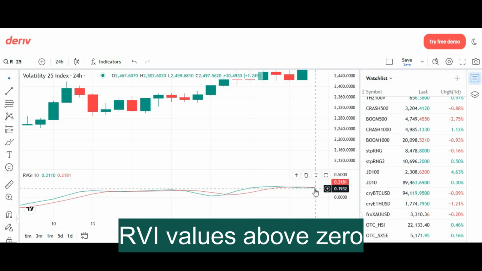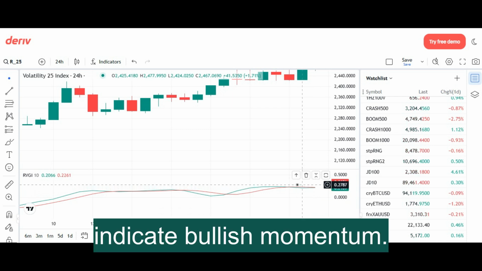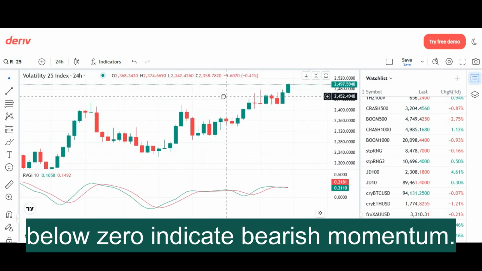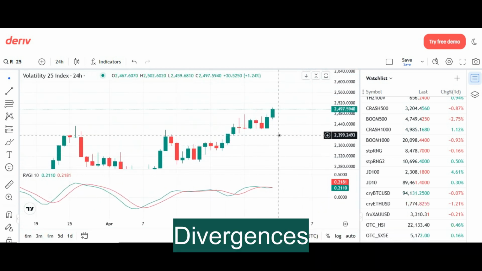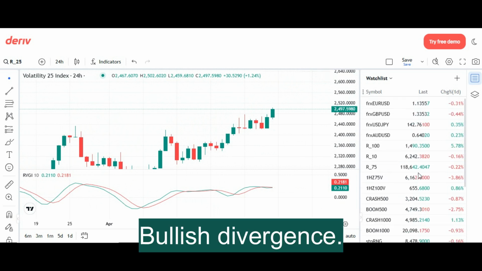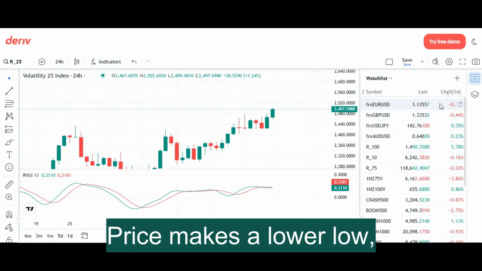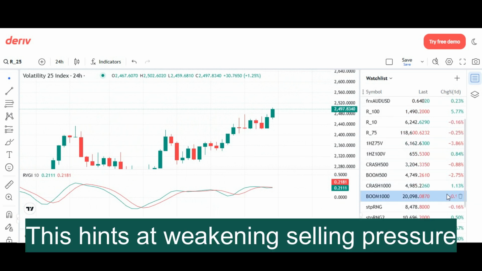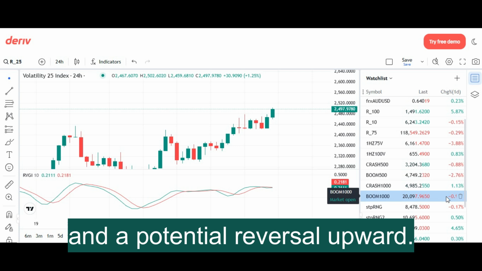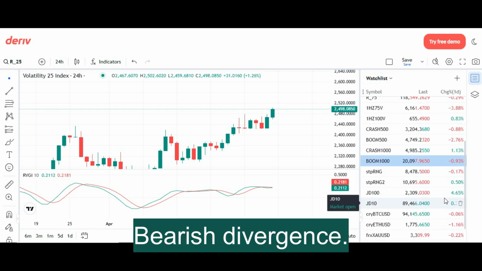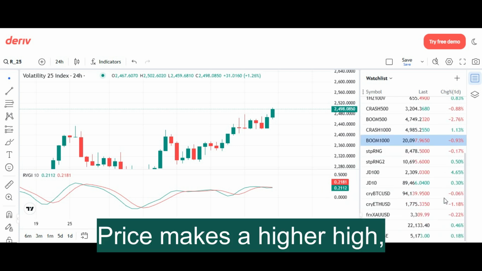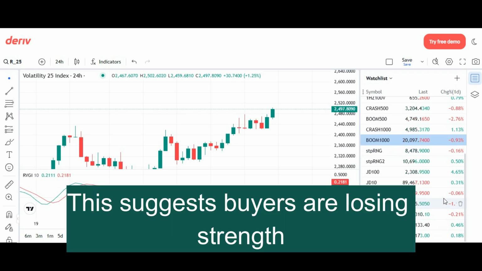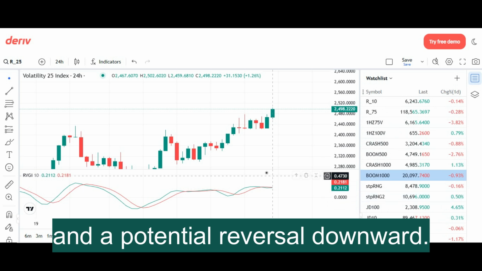Zero line behavior. RVI values above zero indicate bullish momentum. RVI values below zero indicate bearish momentum. Divergences. Bullish divergence: price makes a lower low, but RVI makes a higher low. This hints at weakening selling pressure and a potential reversal upward. Bearish divergence: price makes a higher high, but RVI makes a lower high. This suggests buyers are losing strength and a potential reversal downward.